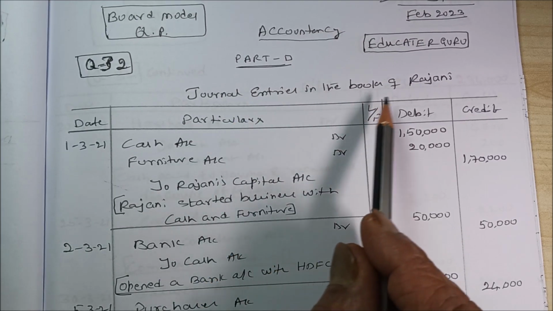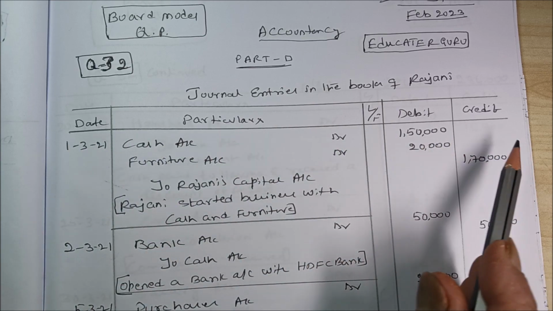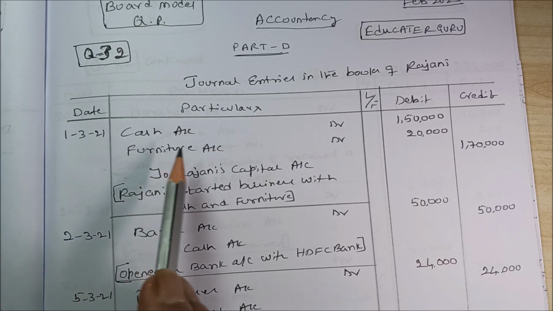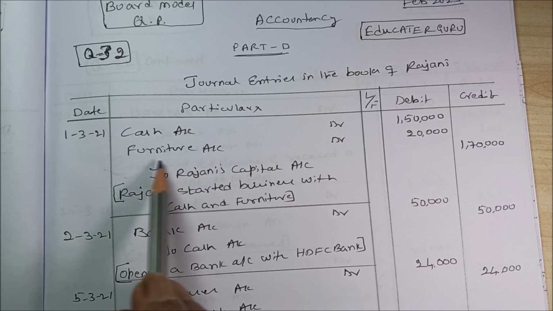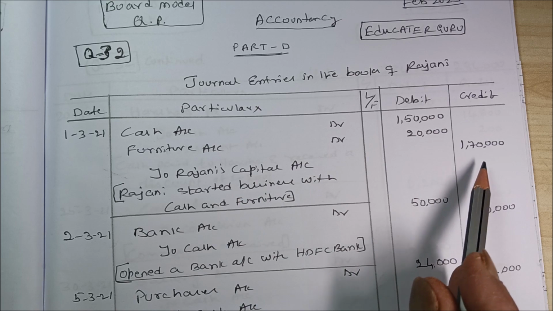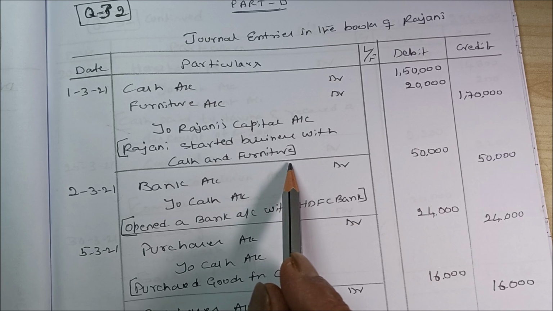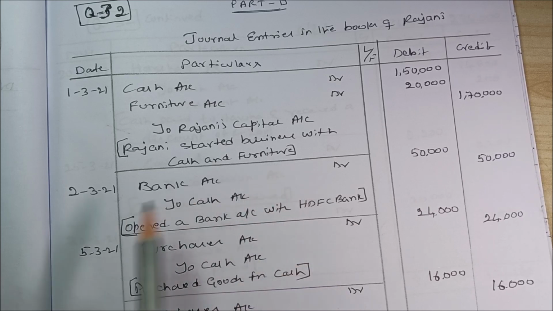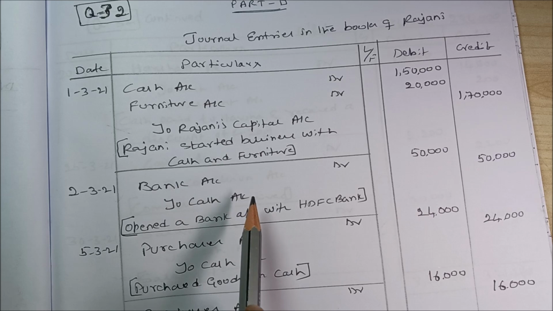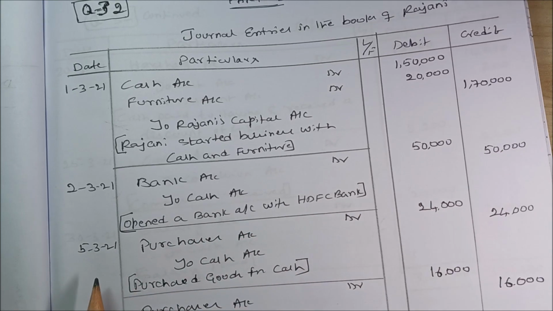You say journal entries in the books of Ranjani: date, particulars, ledger folio, debit, credit. 1/3/21 he has started the business with what actually? Cash and furniture. Cash account debtor 1,50,000, furniture account debtor 20,000 to Ranjani's capital account 1,70,000. Ranjani started business with cash and furniture, right? That is narration. 2/3/21 opened a bank account with HDFC, bank account debtor to cash account 50,000, 50,000, opened a bank account with HDFC bank.